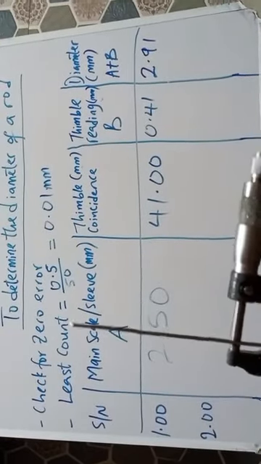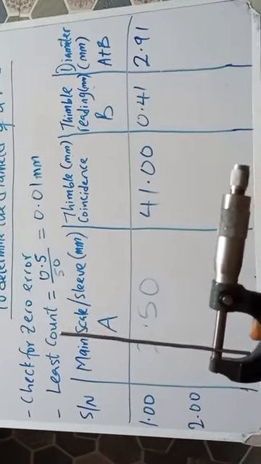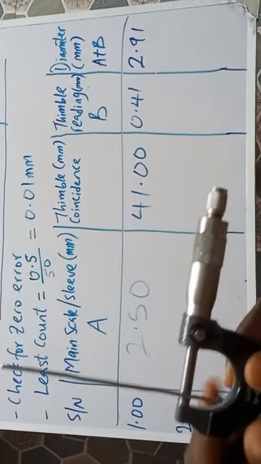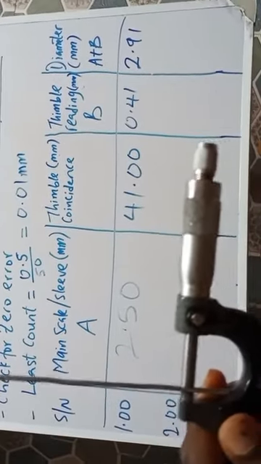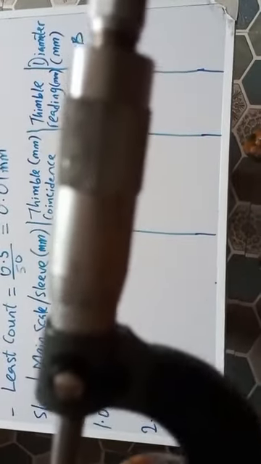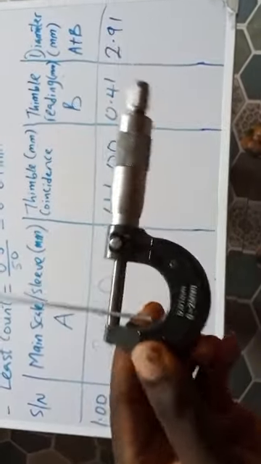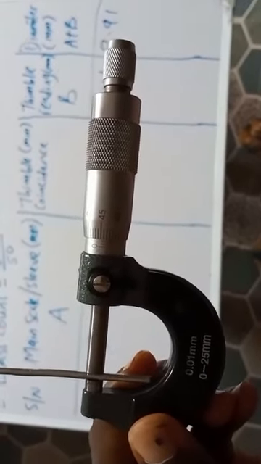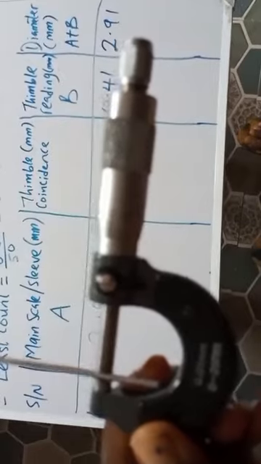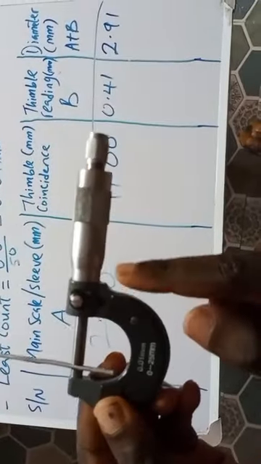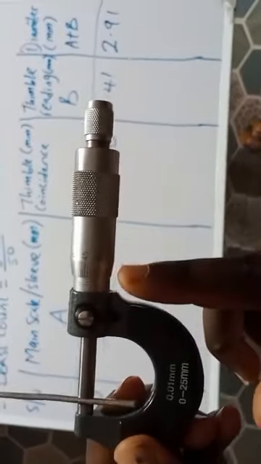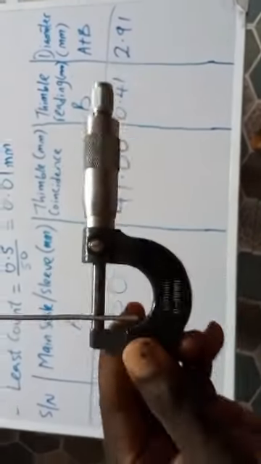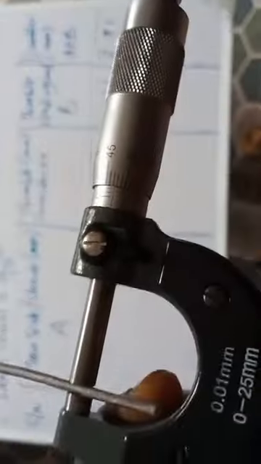So I want to read the main scale of this position 2, the second position. Let's go back to our instrument. The main scale of the second position. You can see, if you look at this very well, you will notice that it's also stopping at 2.5, because it is in between the second one and the third one.